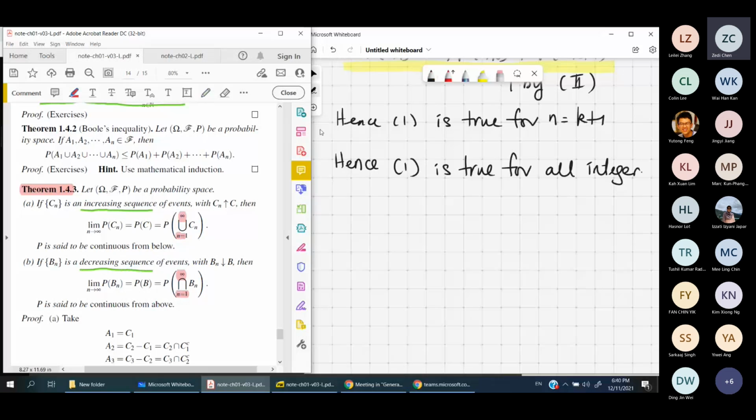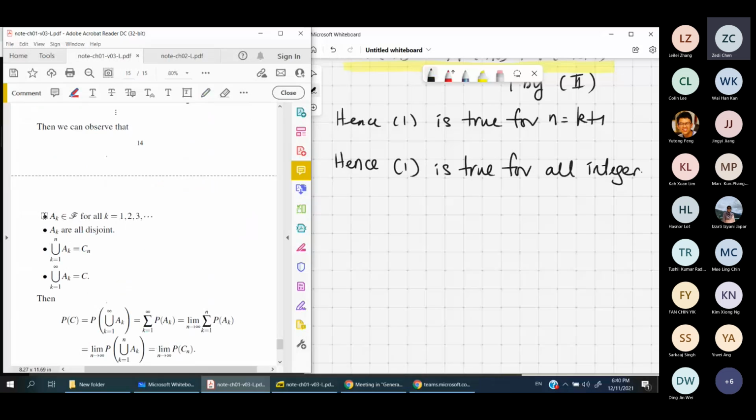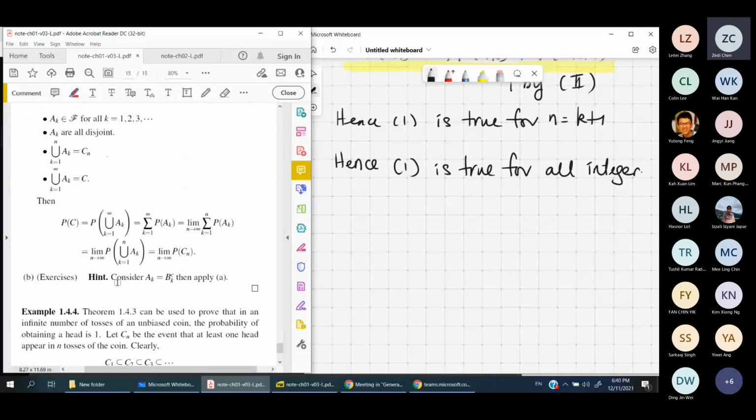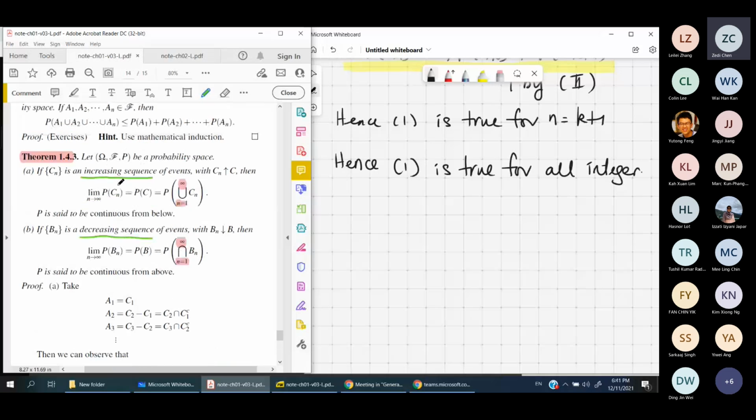I just verify part A. For part B, I give you hints. What you can do is consider AK to be BK complement and then apply part A. Of course, you need to use De Morgan's law. Using part A and De Morgan's law, you should be able to do this. So we just look at the proof for our part A.